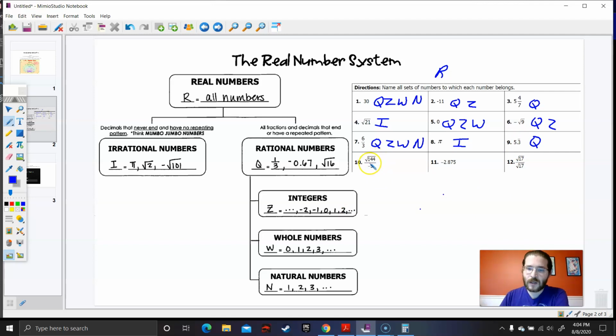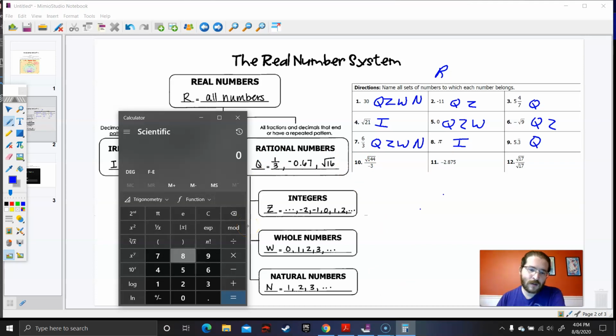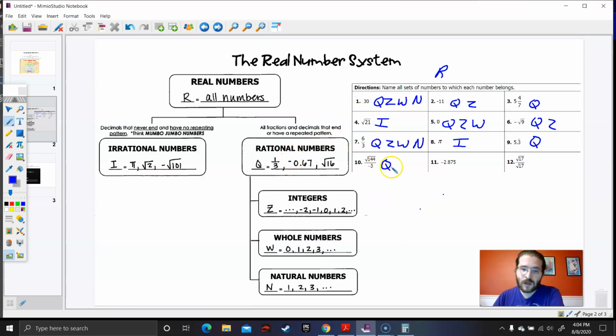What about this one? Square root of 144 divided by negative 3. Let's see what that is. So the square root of 144 is 12. 12 divided by negative 3, we get negative 4. All right, so we know that that is a rational number. We know that it is an integer. We know it's a whole number. And we know it's a natural number. All right, 2 more, then we're done.